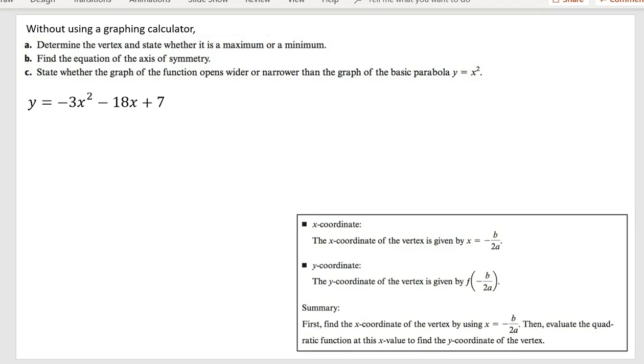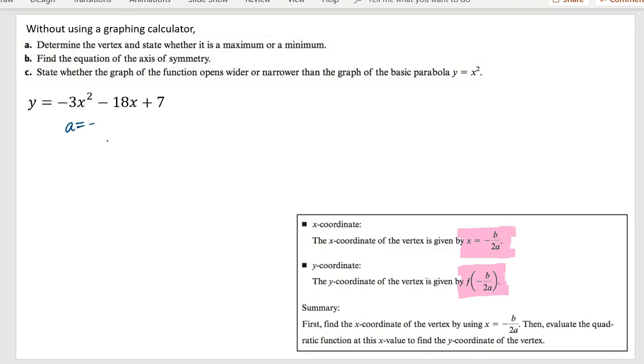So for the vertex, we have to know that the x-coordinate of the vertex is given by negative b over 2a. The y-coordinate is the function where x is negative b over 2a. The first thing we need to do is decide what a, b, and c are. Always check to make sure that your function is written in standard form, ax squared plus bx plus c. You can see mine is written that way.